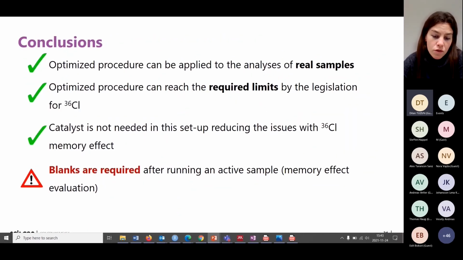So now I'm coming to the conclusions. This optimized procedure could be applied for analyzing real samples. This procedure could reach the limits required by the legislation for chlorine-36, and a catalyst was not needed in our setup, avoiding the potential issues with the chlorine-36 memory effect. At this point, it is important to point out that blanks were required after running each active sample in order to evaluate the possible chlorine-36 memory effect.